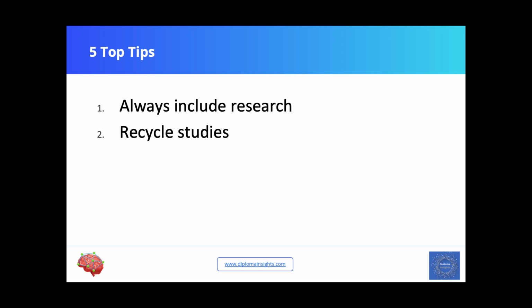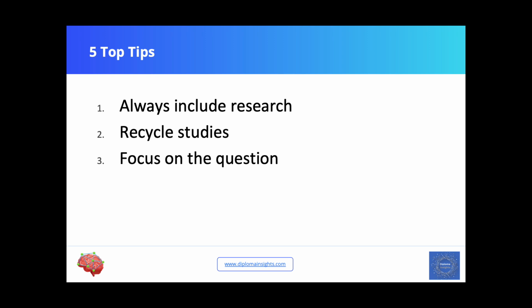You can recycle studies, so you can use the same study that you used in question 1, for example, in paper 1, as you do maybe in question 2, if it's relevant. And you can use the same studies from your short answer question responses in your essay response questions as well. So if relevant, use the same study in multiple answers if you feel it's relevant to the question.